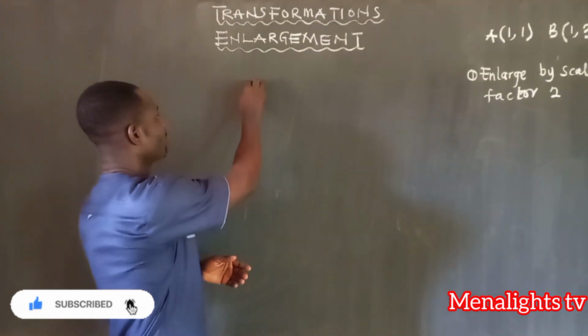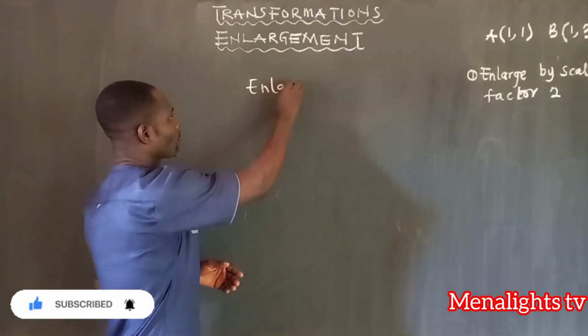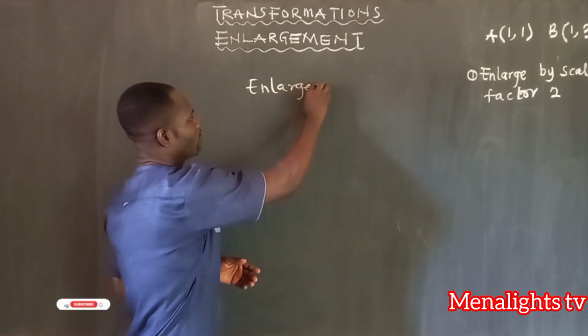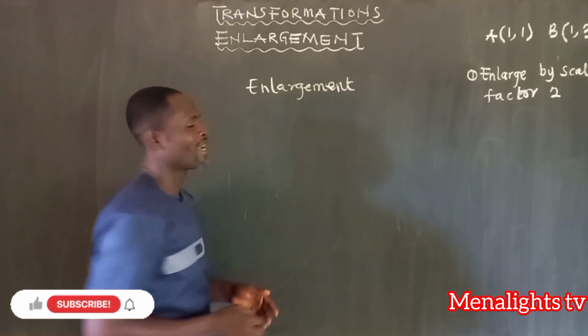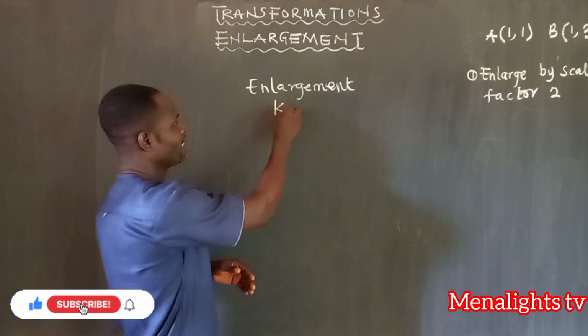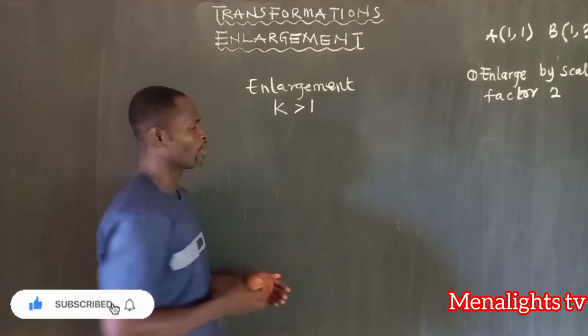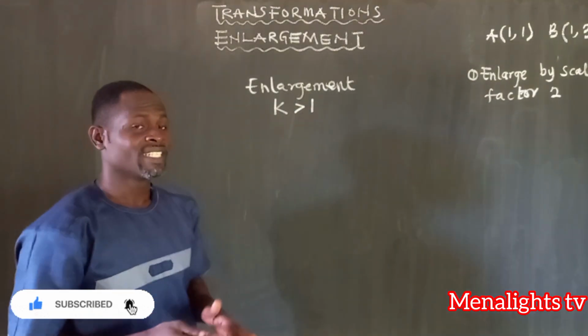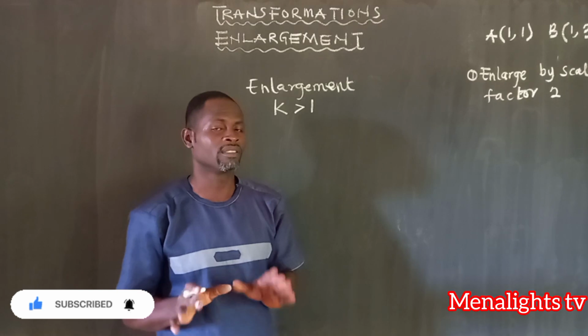So, one is enlargement, where the object is being magnified. Here we say the scale factor K is greater than 1. So if the scale factor is greater than 1, the image is bigger than the object.